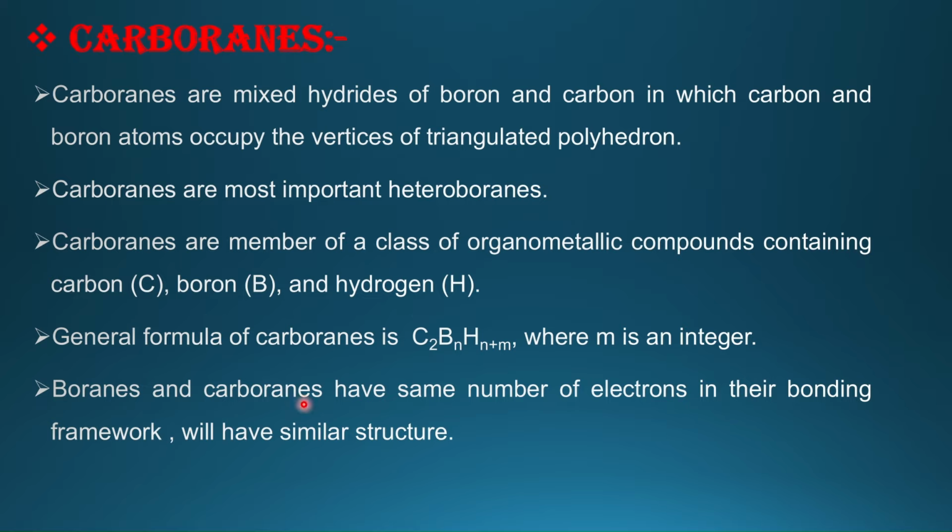The general formula of carborane is C2BnHn+m, where m is an integer. Boranes and carboranes that have the same number of electrons in their bonding framework will have similar structures. This is the introduction of carboranes.